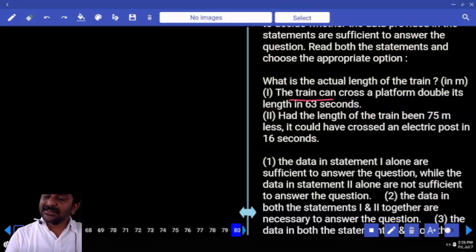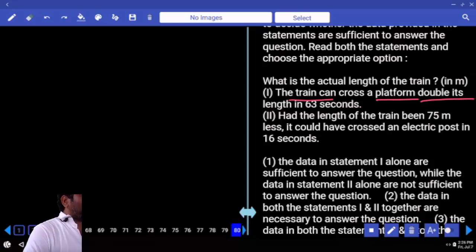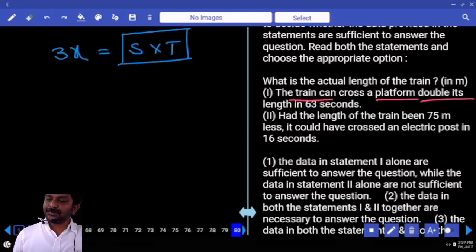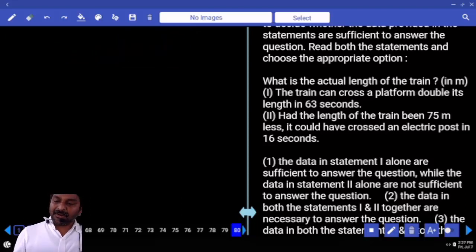A train crosses a platform whose length is double its length. If the train length is x, platform length becomes 2x. Distance covered is 3x. That is equal to speed into time. So if you know speed and time, both variables, then we can calculate 3x as well as x. We can answer the question, right? Because speed is not there, one alone is not sufficient.